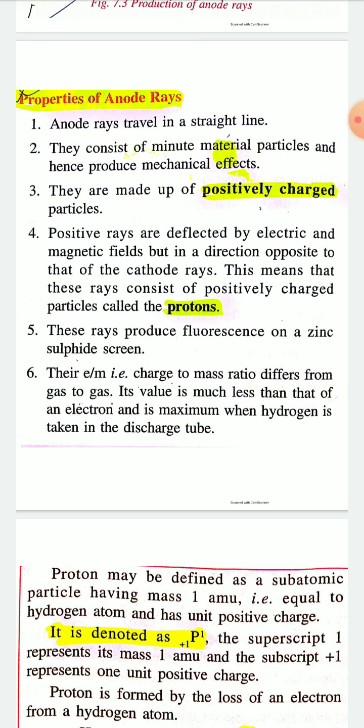Anode rays travel in a straight line similar to cathode rays, and they consist of minute material particles and hence produce mechanical effect. They are made up of positively charged particles, just opposite of cathode rays. Cathode rays consist of negatively charged particles, but anode rays consist of positively charged particles. And positive rays are deflected by electric and magnetic field, but in a direction opposite to that of cathode rays.